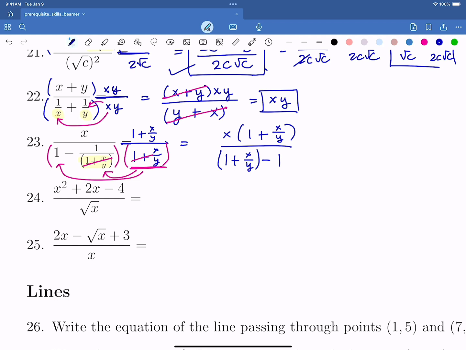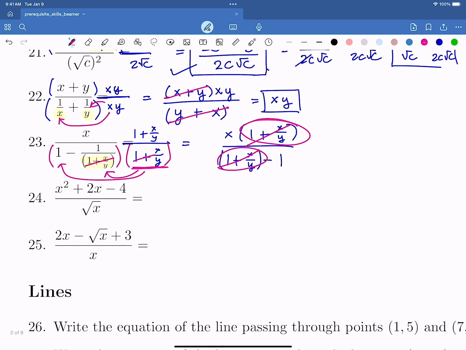Now, what we cannot do, it might look very tempting, is cancel here. This is a factor in the numerator. This is not a factor in the denominator. You cannot cancel out unless it's a factor. You have to factor out before you can cancel out. So we cannot do that. I still have a complex fraction, so I'm going to simplify a little bit more.